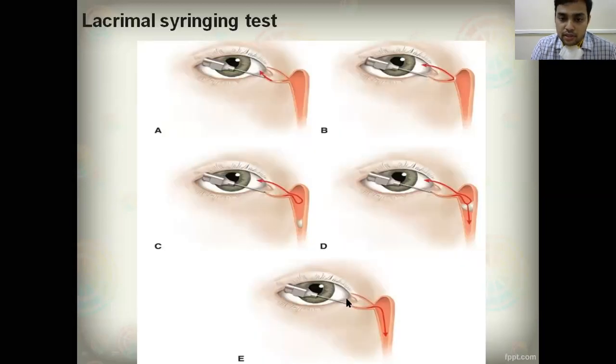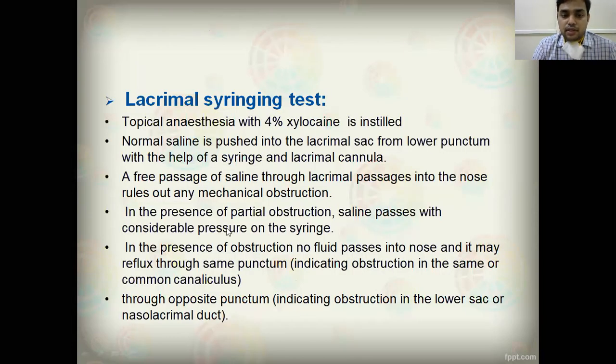In this picture, you can see that after pushing the saline, there is a free passage of fluid into the nasolacrimal duct. So here a normal patent lacrimal passage is seen. But if there is any obstruction, it may be partial or complete. If there is partial obstruction, the saline passes with considerable pressure.